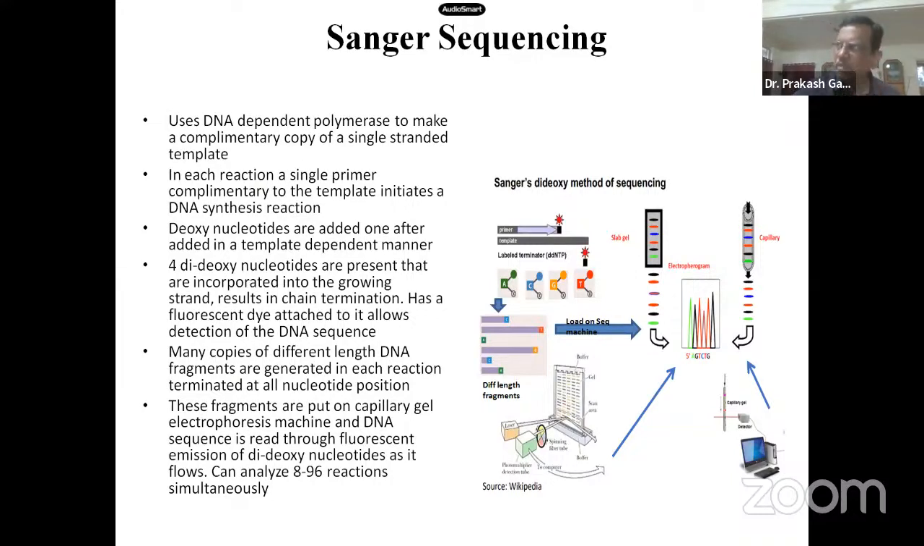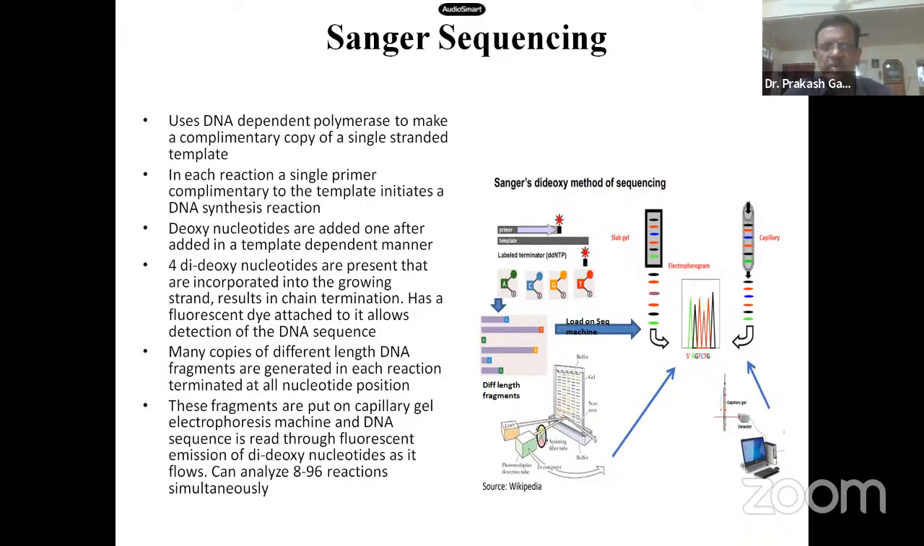Now, one other reaction that is available is multiplex PCR for DMD, that is Duchenne muscular dystrophy, where 20 or around that many probes are used. But presently, because it deals with only a small number of mutations, that particular technique is not used in practice anymore. Then we go on to Sanger sequencing.